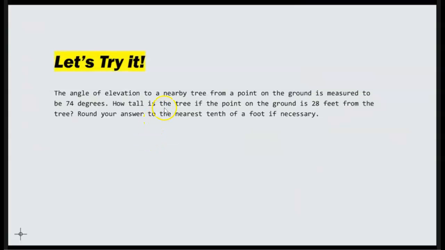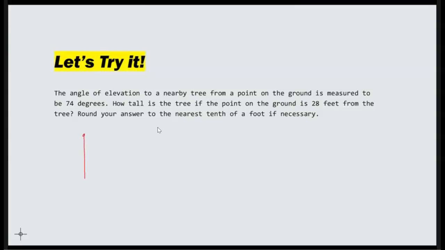So the angle of elevation to a nearby tree from a point on the ground is measured to be 74 degrees. How tall is the tree if the point on the ground is 28 feet from the tree? And then we have to round our answers to the nearest tenth of a foot if necessary. Our first step is to draw this diagram.